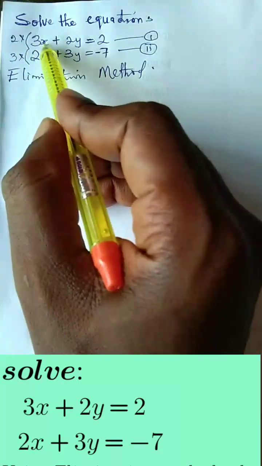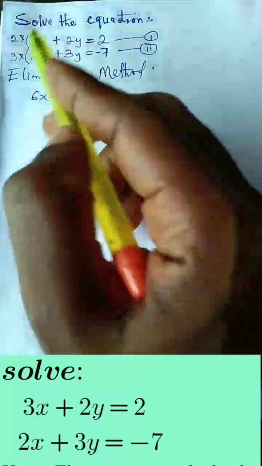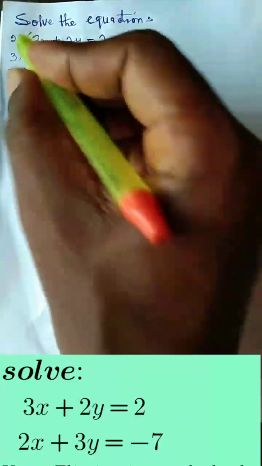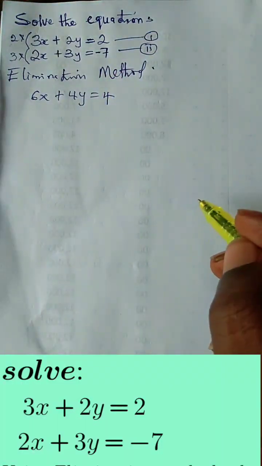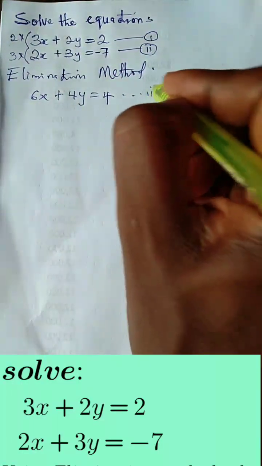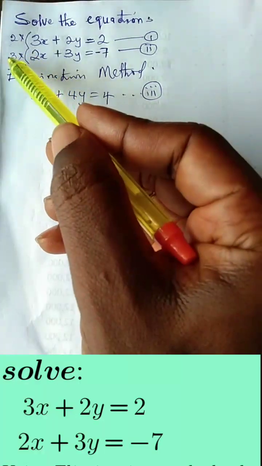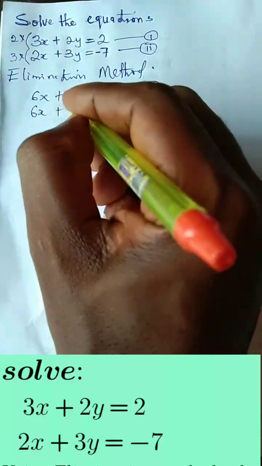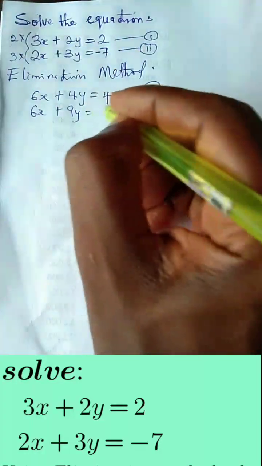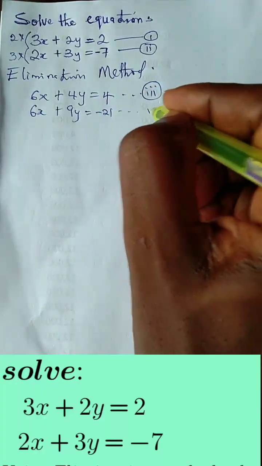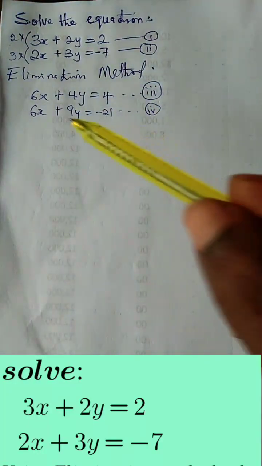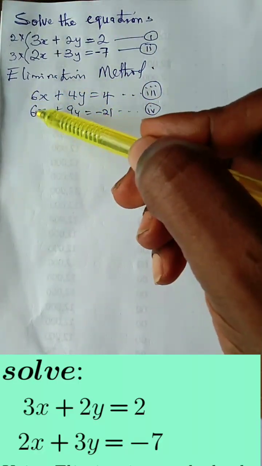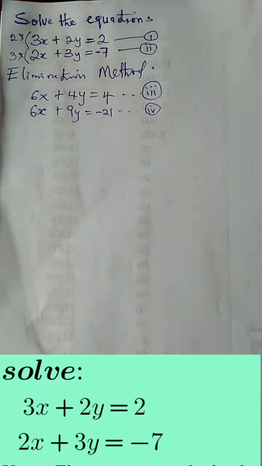So now let's go: 2 times 3x is 6x, 2 times 2y is 4y, 2 times 2 is 4. Can you see that? Let me call this equation 3. Let's be naming every equation we have. 3 times 2x is 6x, 3 times 3y is 9y, 3 times minus 7 is minus 21. Let's call this equation 4. Now, what can you notice? Can you see that we now have the same coefficient for x, 6 and 6? This is what we need in the elimination method.